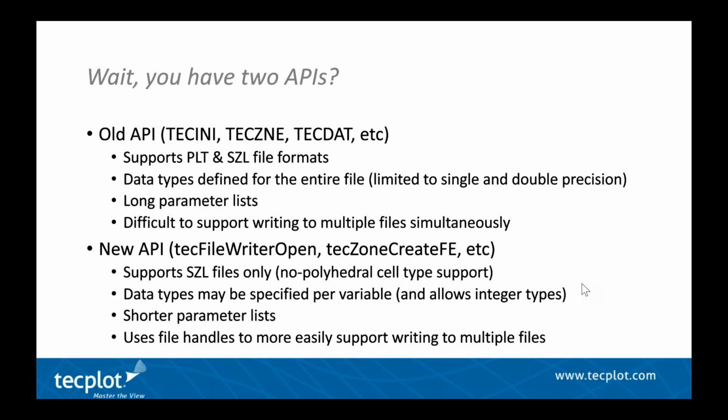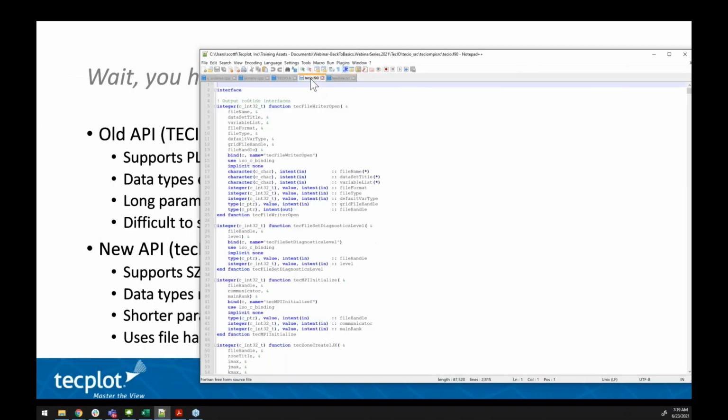So the new API, now both of these APIs, Dave, maybe you can correct me if I'm wrong here. The old API I know supports C and Fortran. The new API, does that also support Fortran, Dave? Yes, the Fortran interfaces for both the old and new APIs are in the same files, TecIO.f and TecIO.f90. These are both Fortran 90 interface files. The only difference is the format that they use.